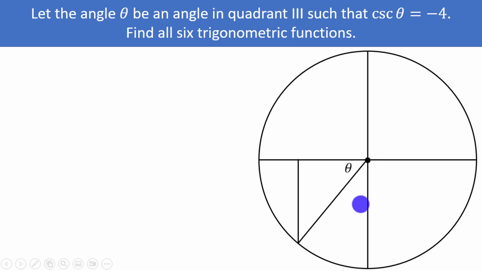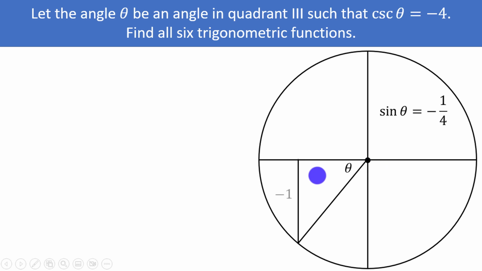Always draw your triangle so that you have a radius from the center to some point on the circle, and then draw a vertical line up to the x-axis. Since cosecant of theta is negative 4, and sine is the reciprocal of cosecant, that means that sine of theta must be equal to negative 1 over 4.